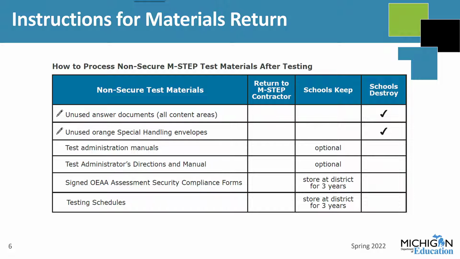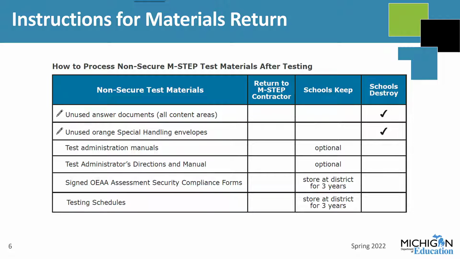Here's the table for non-secure test materials. It's on the next page in the TAM, page 67. Make sure you're reviewing the TAM as you get your materials ready so that you don't miss anything. Again, you'll notice there's a whole column that's empty here, the Return to MSTEP Contractor column. Of course, that's because non-secure materials don't need to be returned.